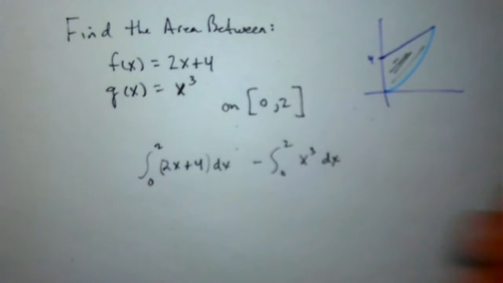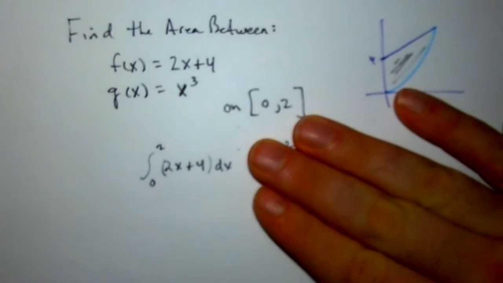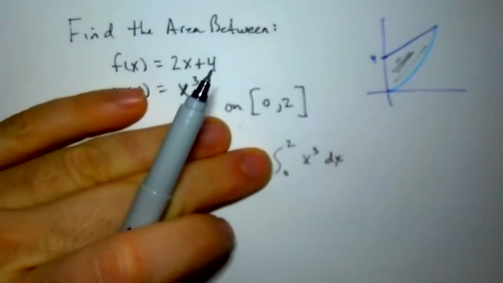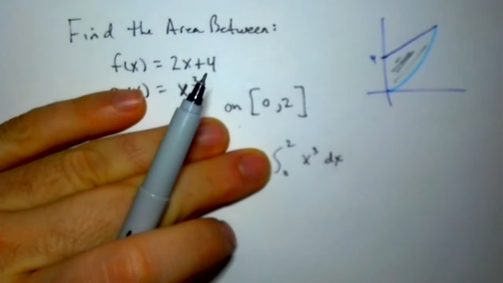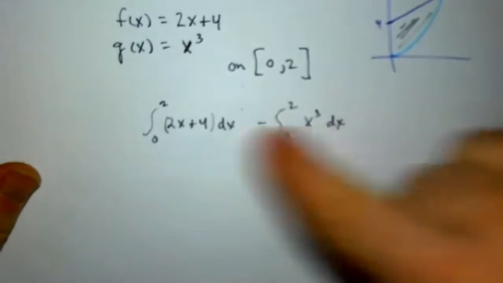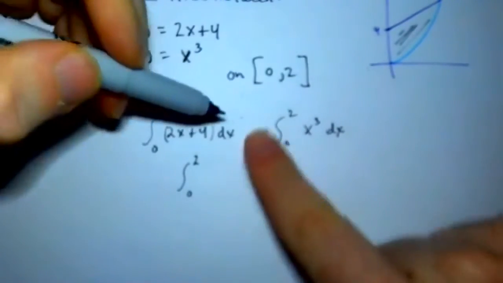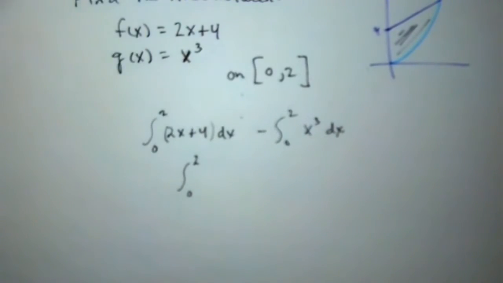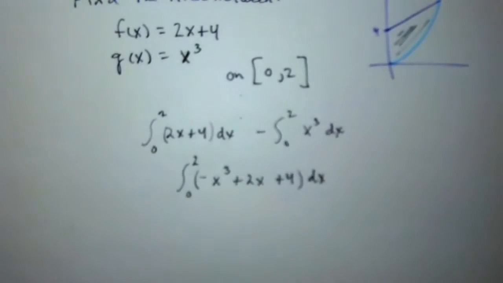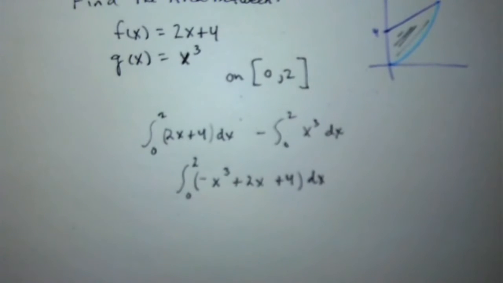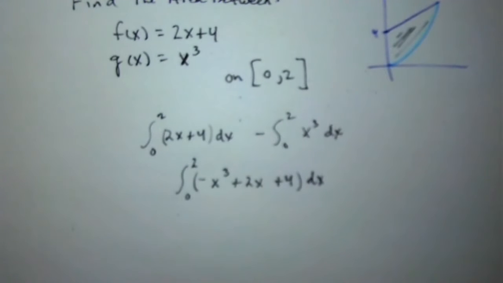Now, if you want, you don't have to. You can totally just do this part of the problem and then that part of the problem and subtract your two answers, and you'll get the same answer. Or you can just slide this over and say the integral from 0 to 2, I'm subtracting x to the third. So this is negative x to the third plus 2x plus 4. You still have to do your integration, but if the bounds are the same and your letters are all x's, you can treat it like algebra, make one thing out of it before you integrate.